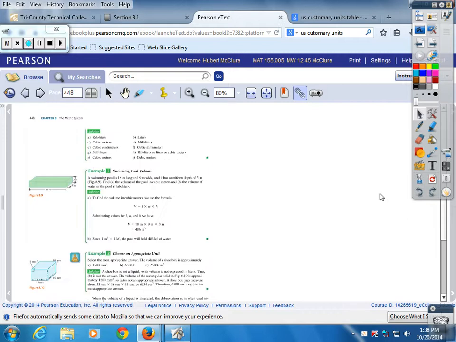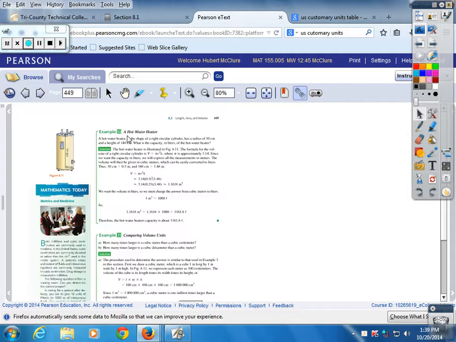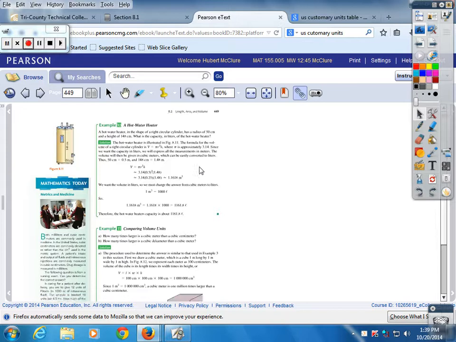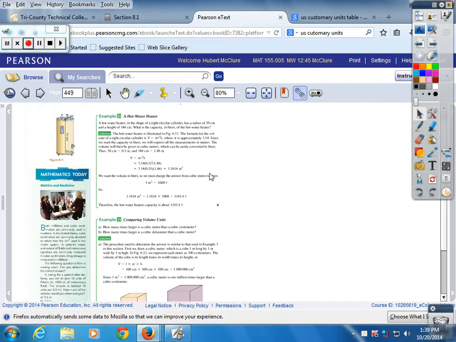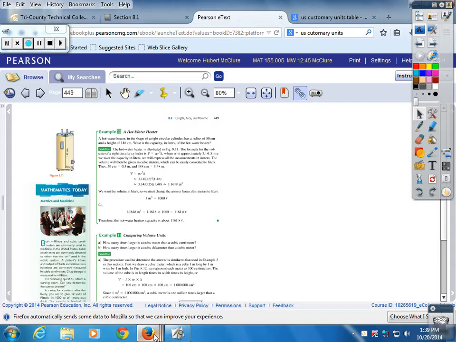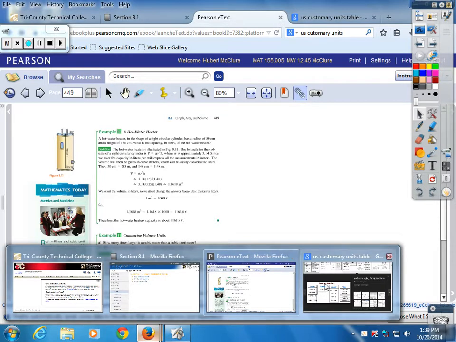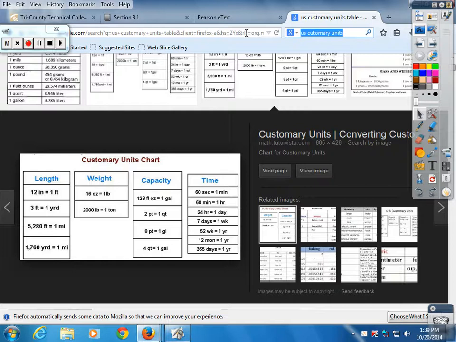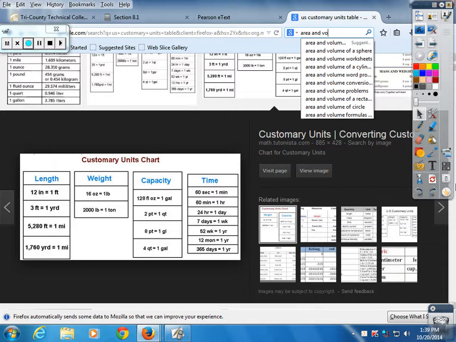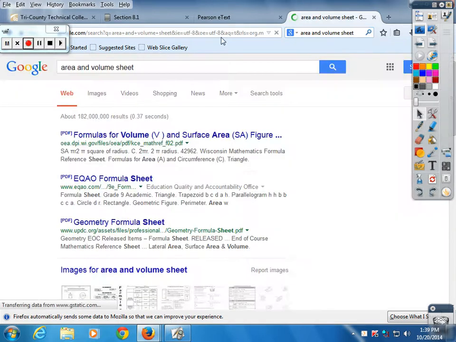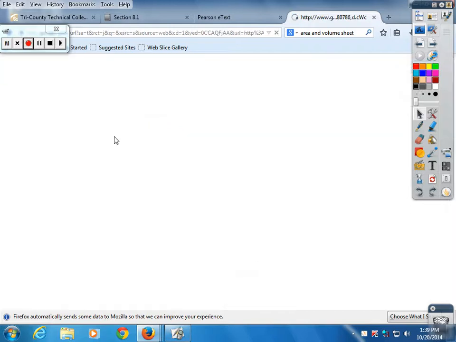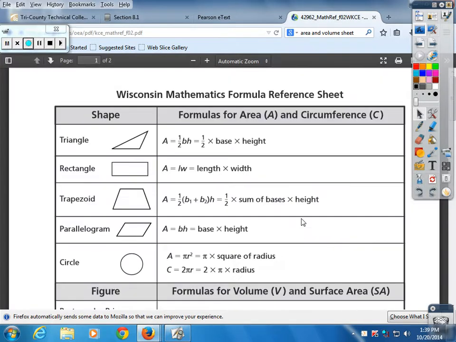Okay, because that's what I'm partial to doing. Or the volume of a swimming pool, or the volume of a whatever. Now, what about a hot water heater? Well, that's a circle. I'm going to go ahead and show you, and I'm just going to Google it because I'm not going to look for it in your book. You can look for it in your book, but I'm just going to go to an area and volume sheet. All you got to do, there it is.